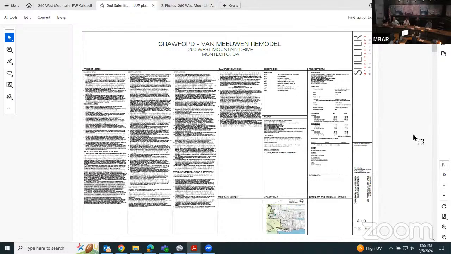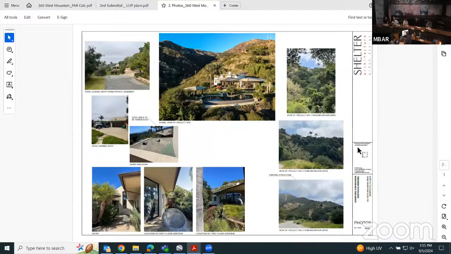Okay, that works. I'm Michelle McToldridge with Shelter Architecture. I think maybe we should start with the page with the photos, although I'm concerned they're not all showing. Oh, good. There they are. So this house is at 260 West Mountain Drive. It was constructed about 20 years ago as a kind of modern Balinese structure.